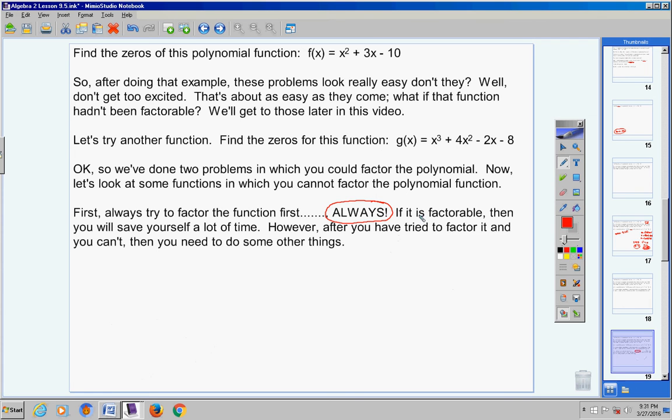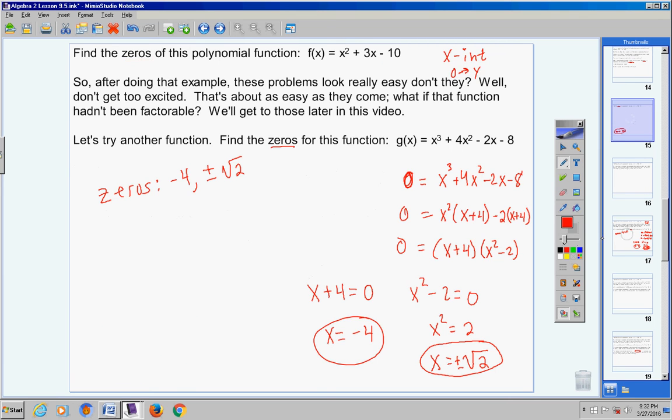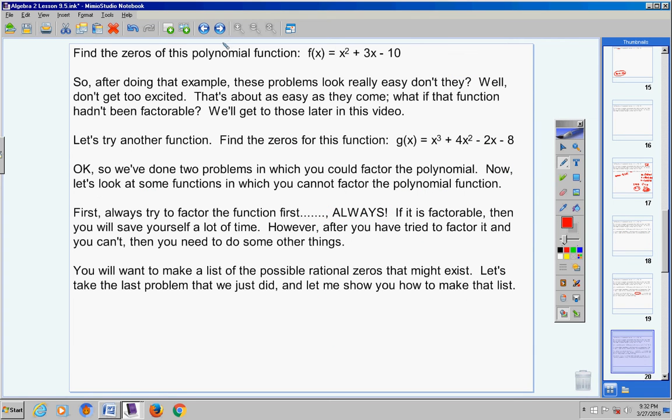Listen, guys. If it's factorable, then you will save yourself a ton of time. However, after you've tried to factor it and you can't, then you need to do some other things, okay? That's common sense. Now, this problem here was factorable, so no problem. This problem here was factorable, no problem. But what if it's not factorable? You will want to make a list of the possible rational zeros that might exist, okay?